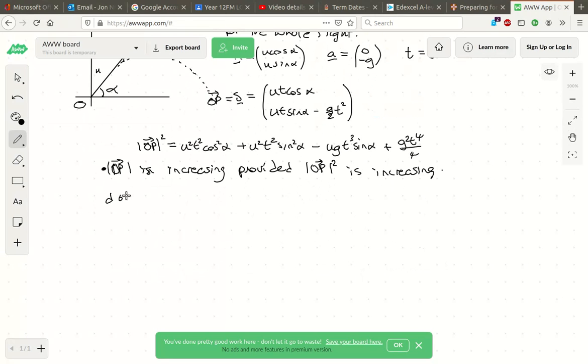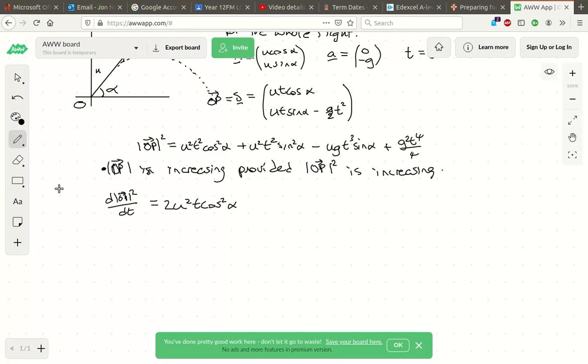I'm going to go dOP squared by dt. It's a bit of a cumbersome way of expressing it, but that's what I'm going to do. Now remember, u, alpha, g, everything except t is a constant in that equation, so I'm just going to differentiate it, but remembering that t is my only variable really. I'm going to get 2u squared t cos squared alpha.